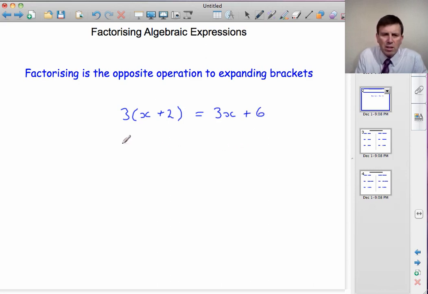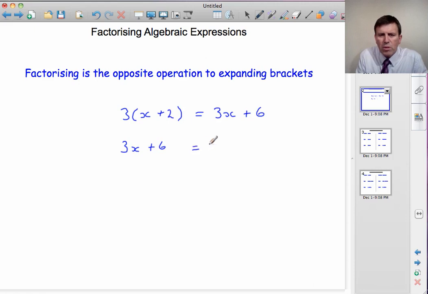Now factorizing, we need to go back the other way. So we look at this expression here, and we look to see if there's something in common in both terms. Well, there's only an x there, but not at the back, so x isn't common. But what about the 3 and the 6? What divides into both 3 and 6? Well, of course, it's 3.